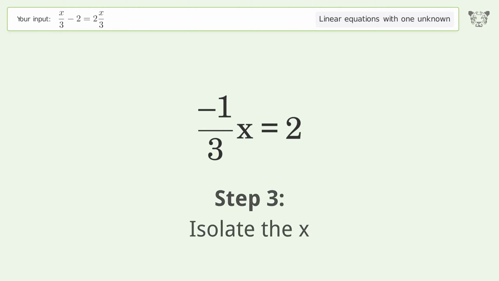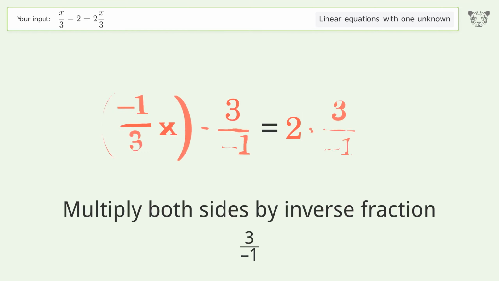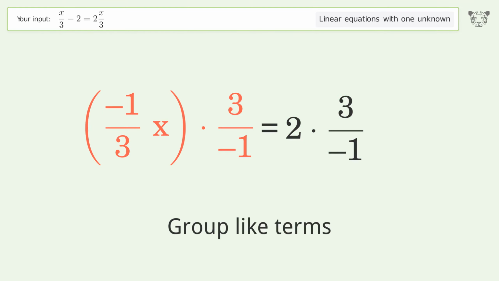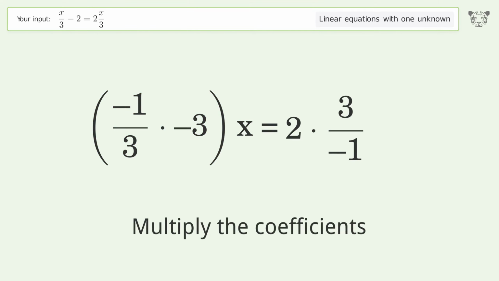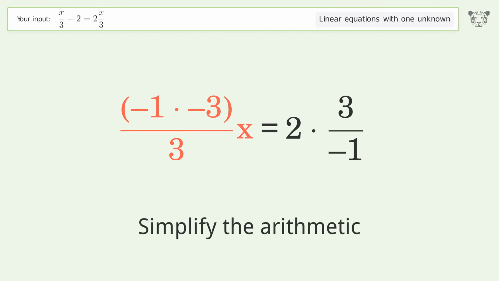Isolate the x. Multiply both sides by inverse fraction 3 over -1. Group like terms. Multiply the coefficients. Simplify the arithmetic.